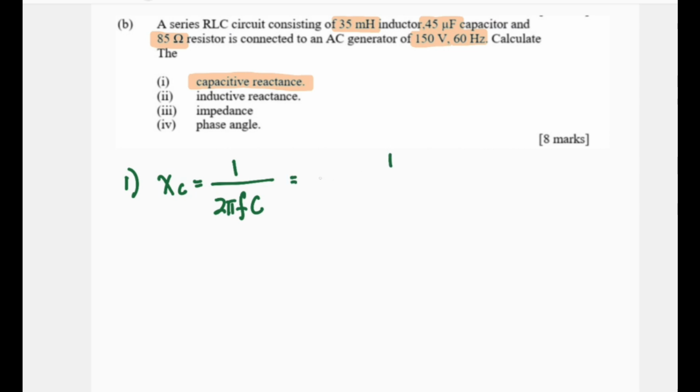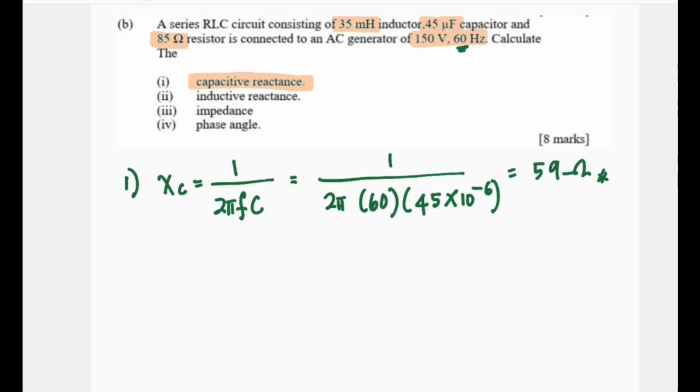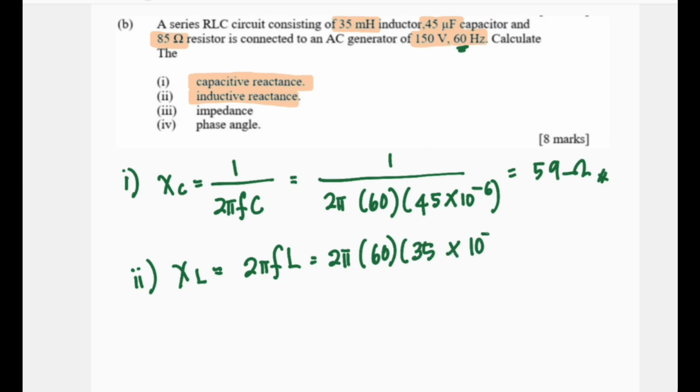In 1 over 2 pi, our F equals 60 hertz times our capacitor C, 45 micro, so 45 exponent negative 6. So the capacitive reactance Xc equals 59 ohm. Now for the second question, we have to find inductive reactance. For inductive reactance, we use the equation XL equals 2 pi F L. Put in the values: 2 pi times 60 hertz times our inductor 35 millihenry, so milli is negative 3. Then we get the answer, 13 ohm.